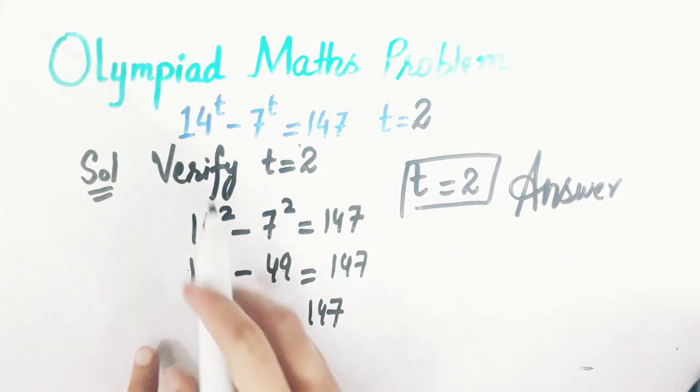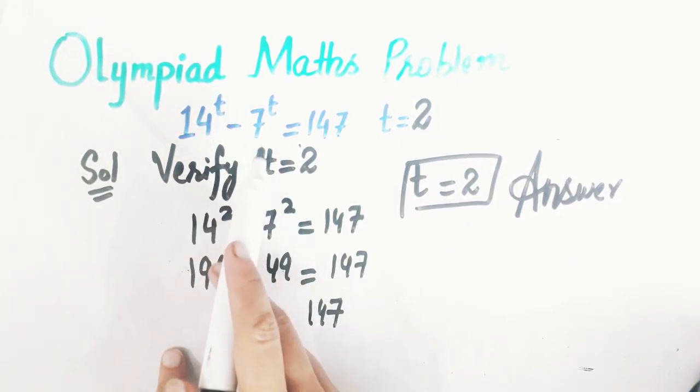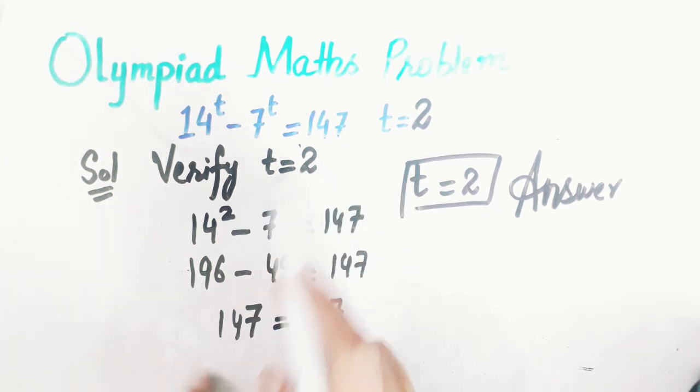So you can see how we have done this question just by making the factors of 14 and just taking the common and comparing the factors.